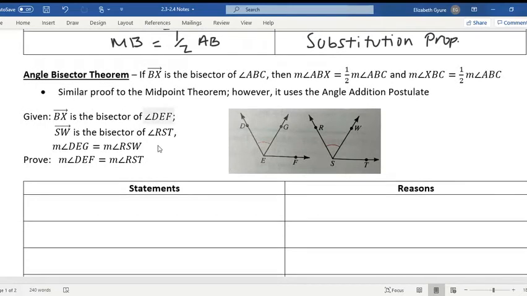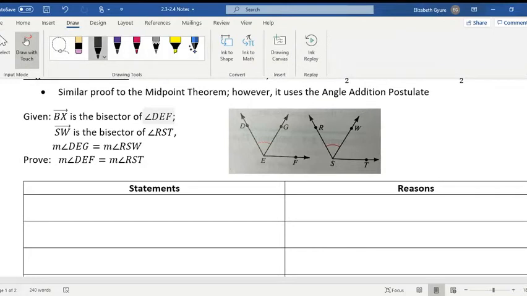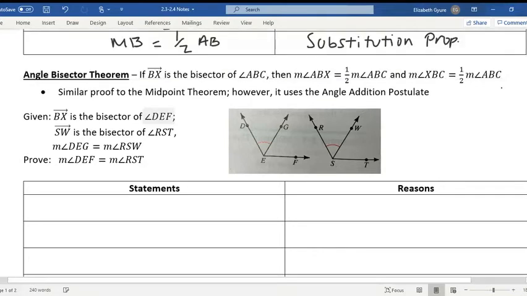Now let's look at the angle bisector theorem. That says if ray BX is the bisector of angle ABC, then the measure of ABX equals 1/2 the measure of ABC, and the measure of angle XBC equals 1/2 the measure of angle ABC. Now this picture down here does not go with that theorem. That goes with the proof below. So I just want to show you real quick what this theorem is saying.